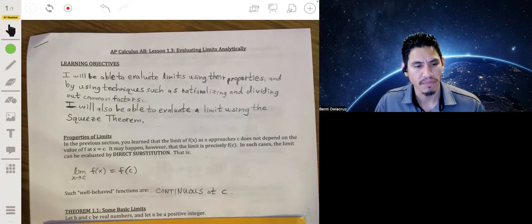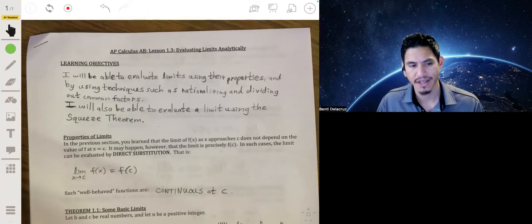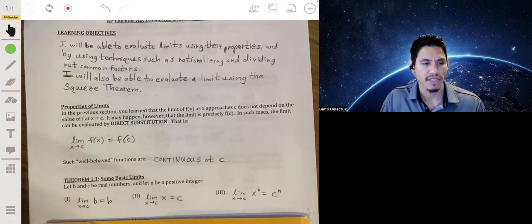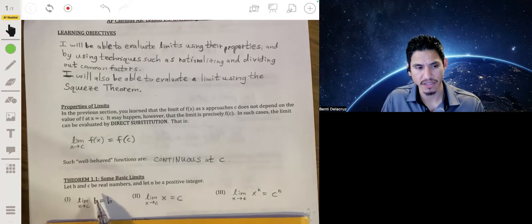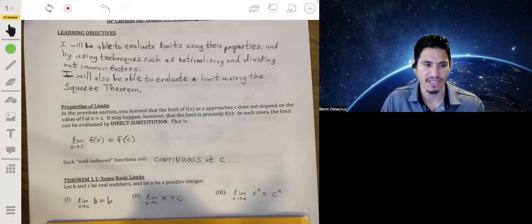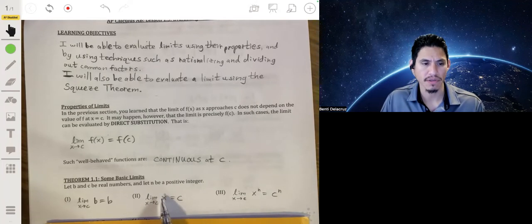Now some of the basic properties and limits that you'll see, you can think of as common sense limits. First one is the limit as x approaches c for some number b. Now this is a constant. This is not a variable. So the limit as x approaches c of b is just going to equal b, because you're not plugging any value into this. It's like you have an equation like y equals 5. It doesn't matter what the x value is. y is always 5.